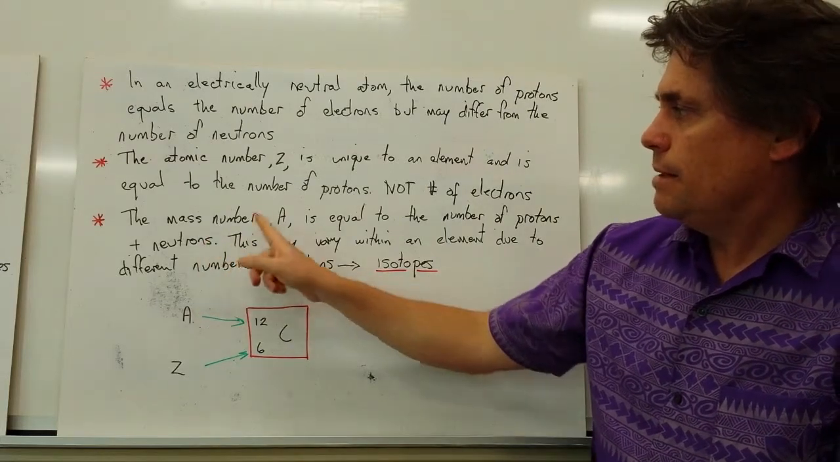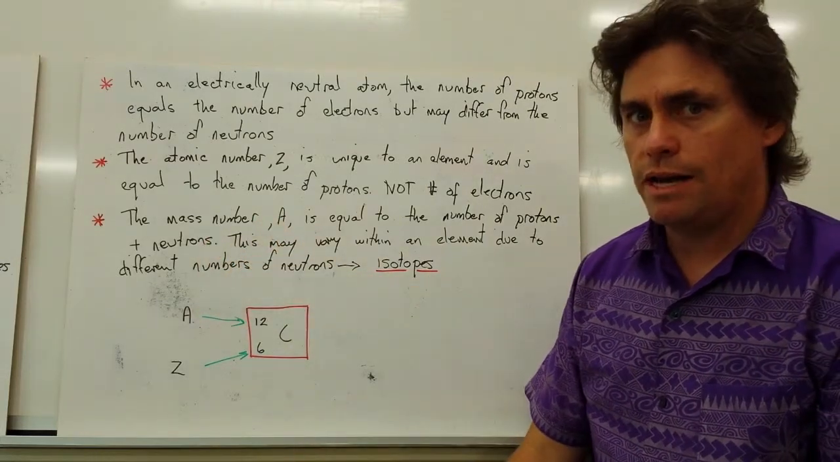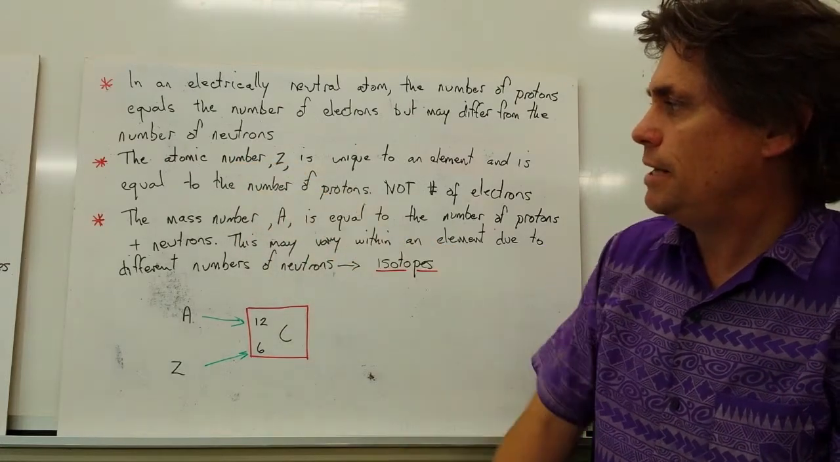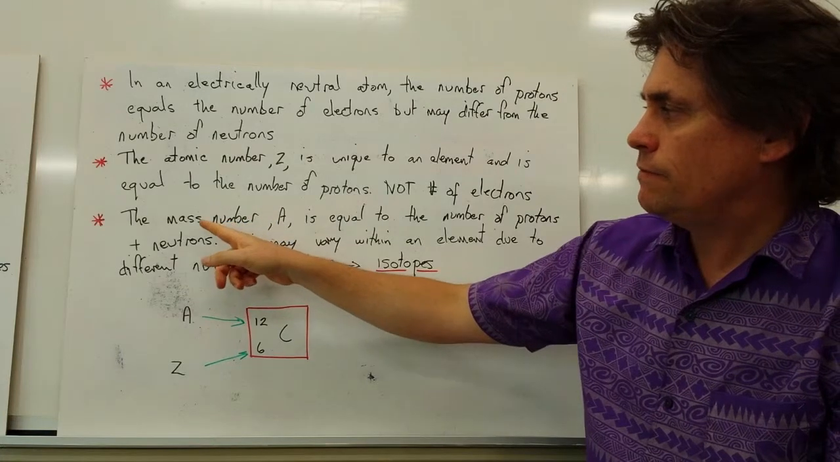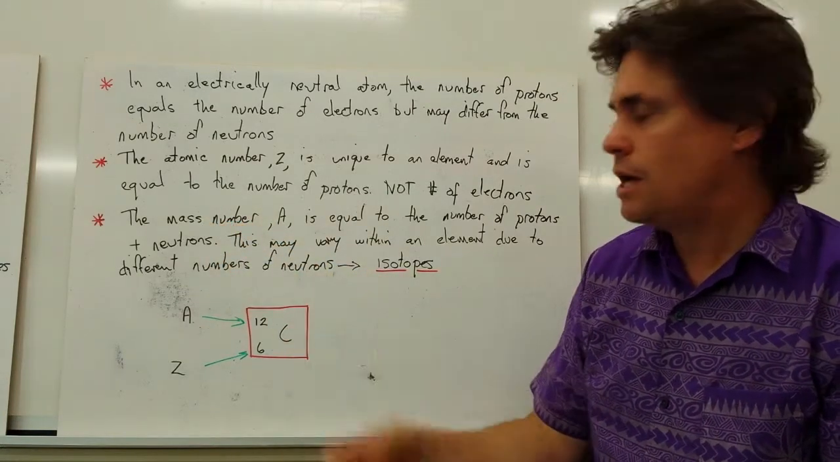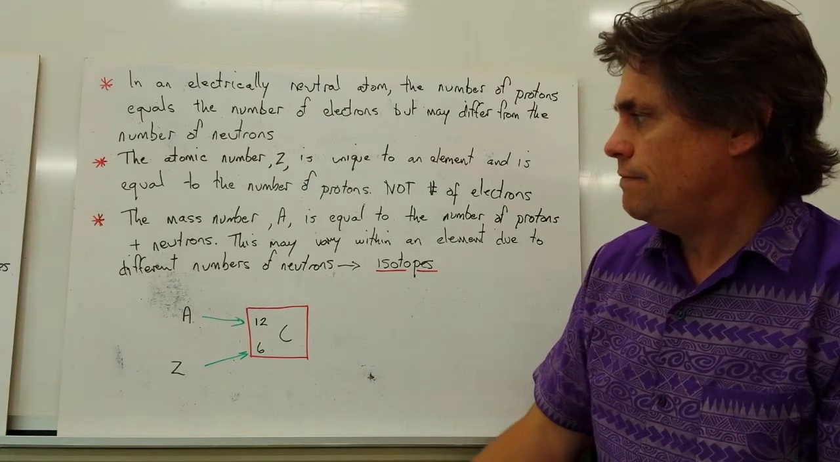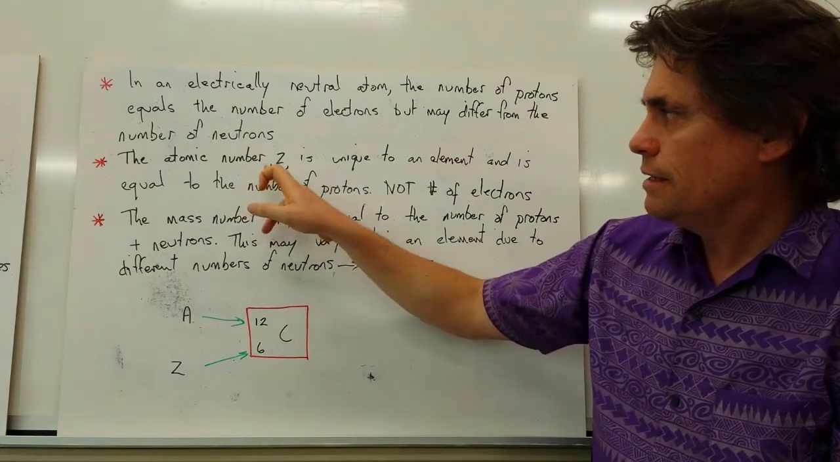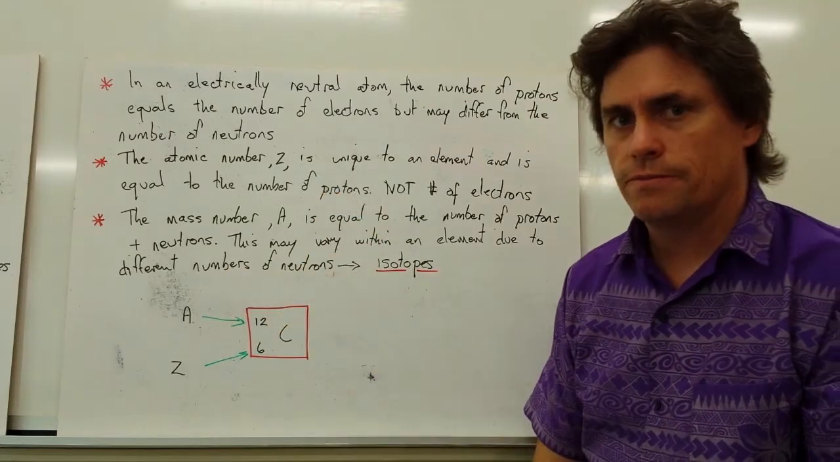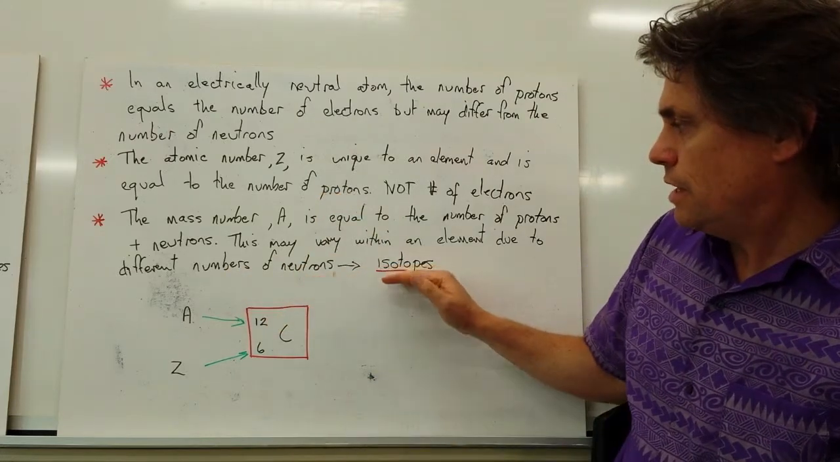This number may actually vary within one element. So we said before that each element has a unique atomic number. There may actually be a few mass numbers for each atom. So we have different types of atoms that vary not in their atomic number, the number of protons, but in the number of neutrons. And this forms what is known as isotopes.